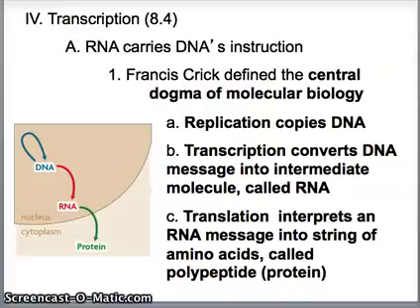Transcription, however, converts DNA message into what we call an intermediate molecule called RNA. Intermediate in that it has a short-lived purpose to go from the nucleus out into the rest of the cell, into the cytoplasm where proteins are being made. And then finally, translation. Think of what a translator does. They translate from one language to another. Translation interprets an RNA message and then makes a protein from that. So it translates it from the language of nucleotides, which we learned were the building blocks of DNA. And they are also the building blocks of RNA as well. But translation takes those nucleotides and converts it to a new language, the language of amino acids that we string together to form proteins.